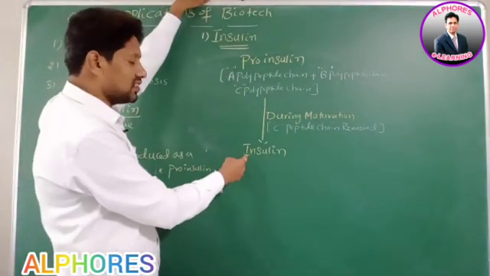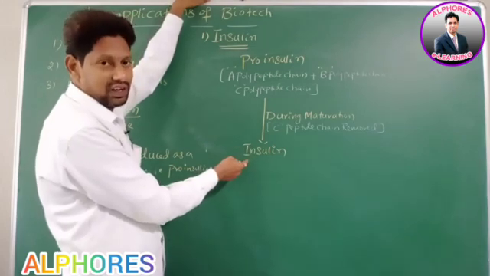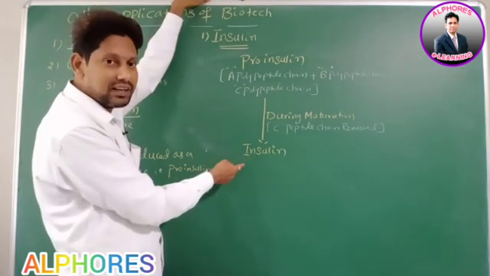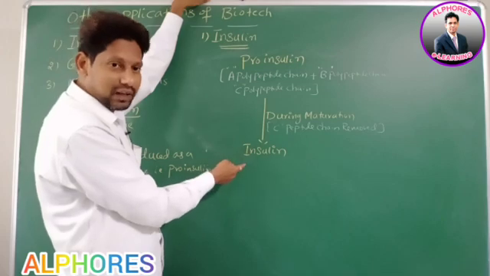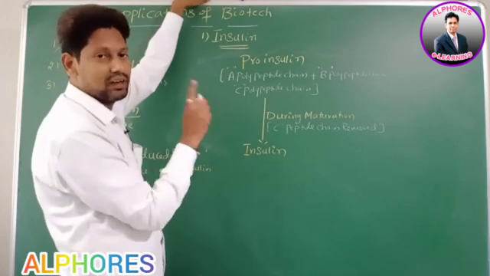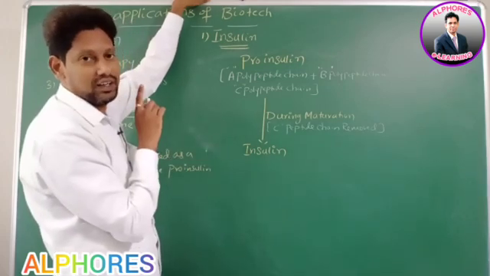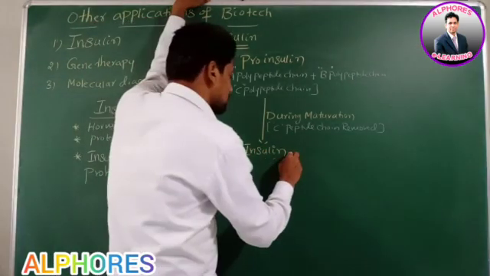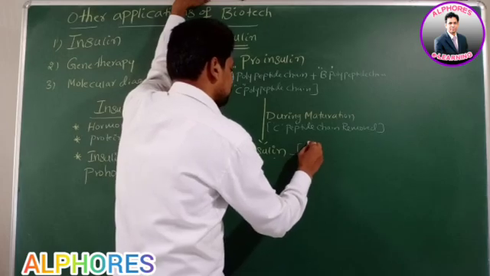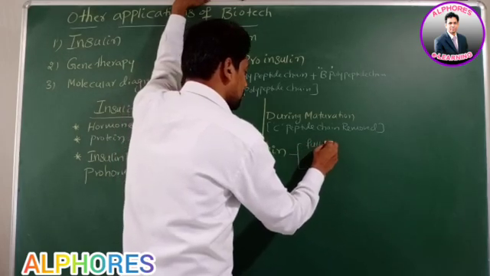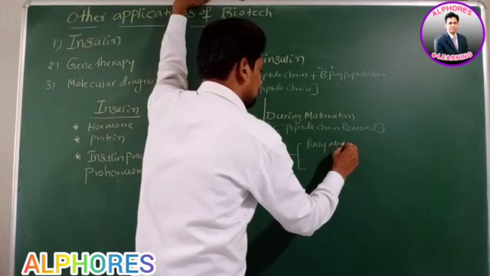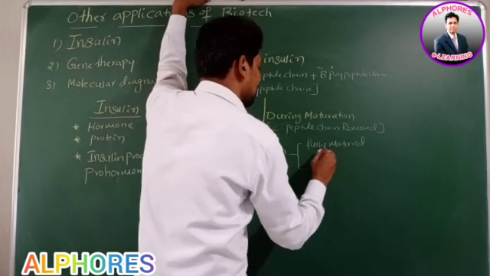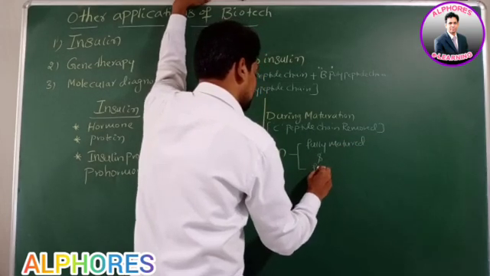It means this fully matured functional insulin contains A peptide chain and B peptide chain, but not C peptide chain. Yes or no? Therefore, this is insulin. This insulin is fully matured and functional.